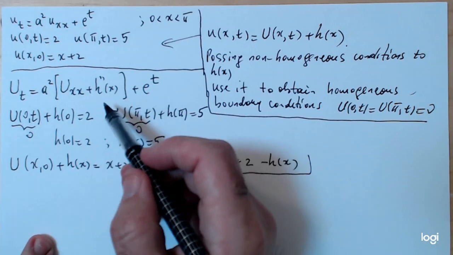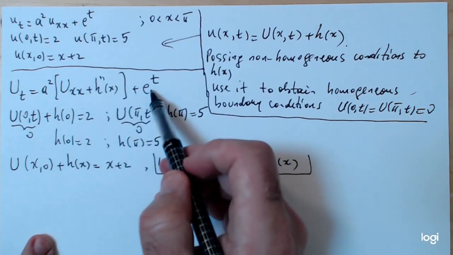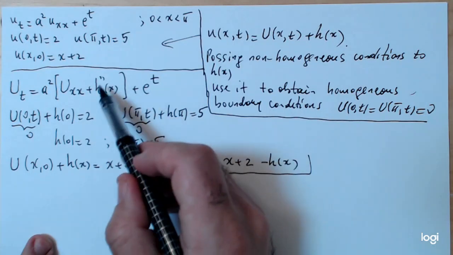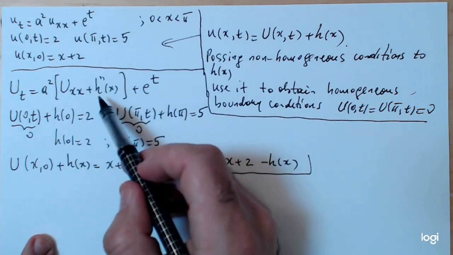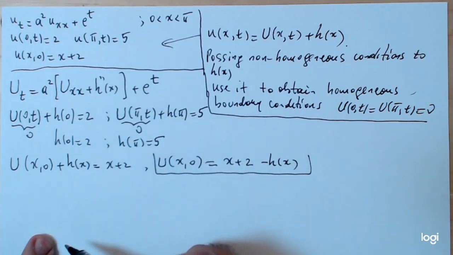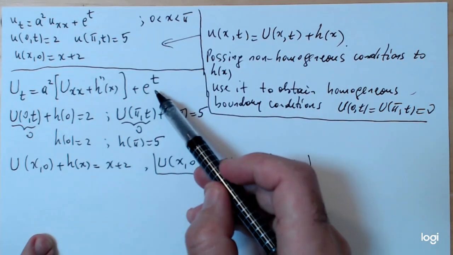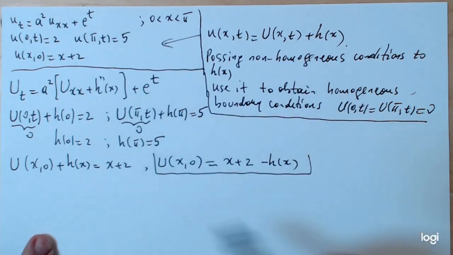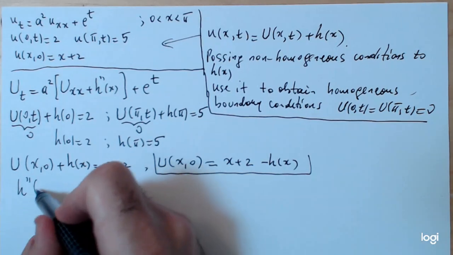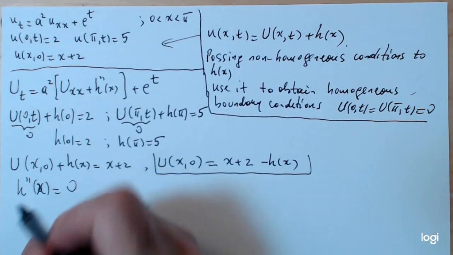as simple as possible, basically. I mean, homogeneous in terms of boundary conditions. There's nothing I can do with this one, but we can certainly make the condition h double prime to be 0 so that we end up with a clean boundary value problem. Homogeneous in boundary conditions with the only non-homogeneous term being e to the t. So h double prime of x is 0.